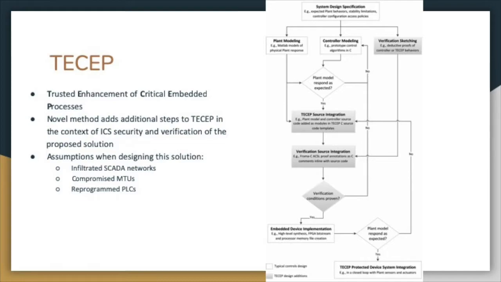The new protection scheme proposed in this paper leverages TECEP, which, as a reminder, stands for Trust Enhancement of Critical Embedded Processes. This integrates malware resilience into the control system development process. TECEP helps ensure process stability that doesn't rely on trust in any software layer on an industrial control system node. It helps achieve isolation and predict future deviation from normal operation.